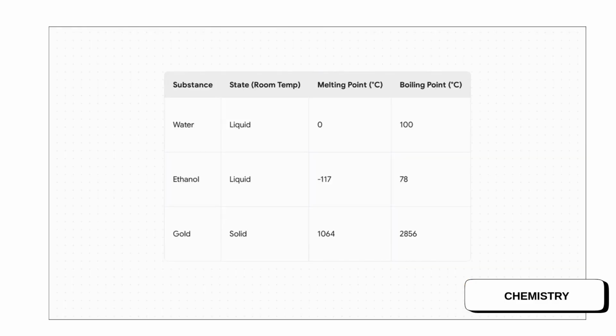And check this out, because this table illustrates the point perfectly. Look at water. It always melts at 0 degrees Celsius and boils at 100, every single time. So if you find some clear liquid that boils at 78 degrees, well, you know for sure it's not water. It's probably ethanol. See? These numbers, they're like a unique chemical fingerprint. No two are exactly alike.